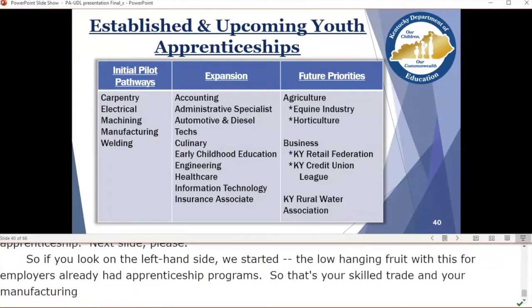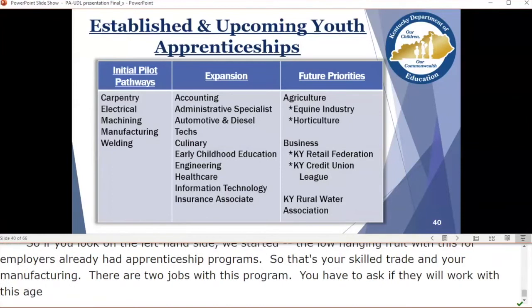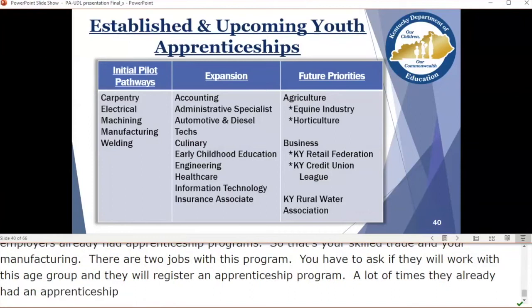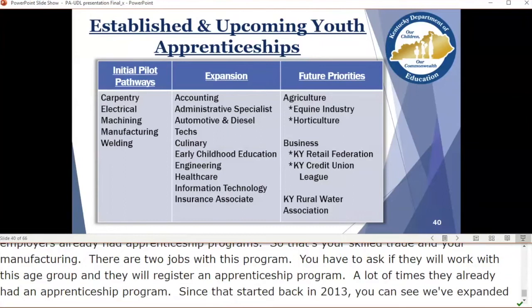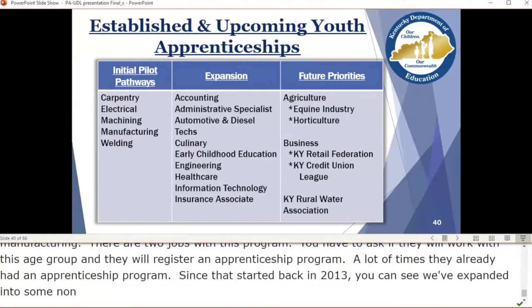You have to ask them if they will work with this age group and if they will register an apprenticeship program. So initially, those employers a lot of times already had an apprenticeship program since that started back in 2013, but you can see we've expanded into some non-traditional areas in the centers. These have been really interesting to watch. And again, they've all been employer driven.